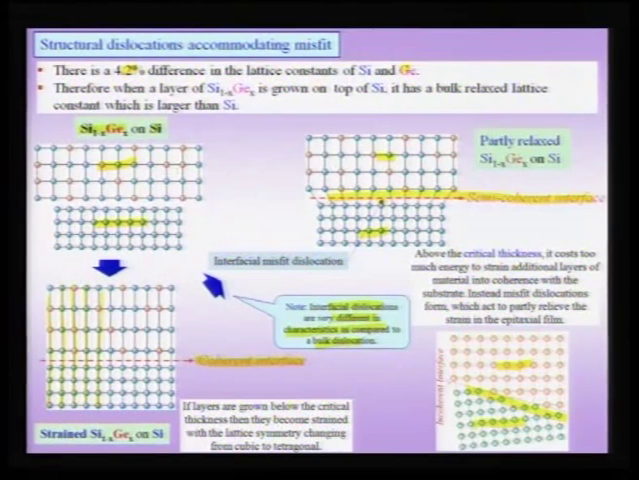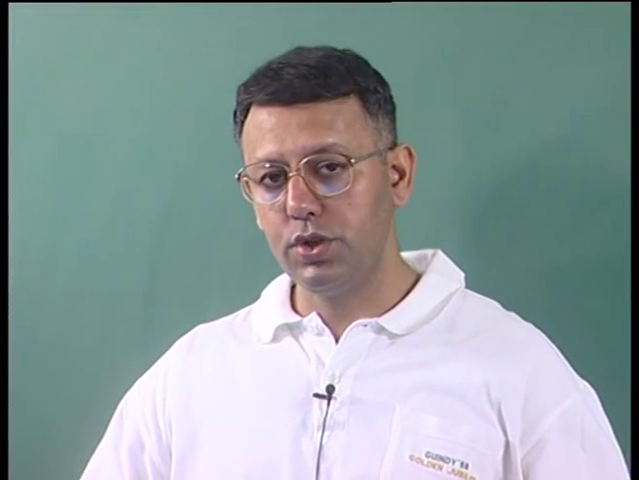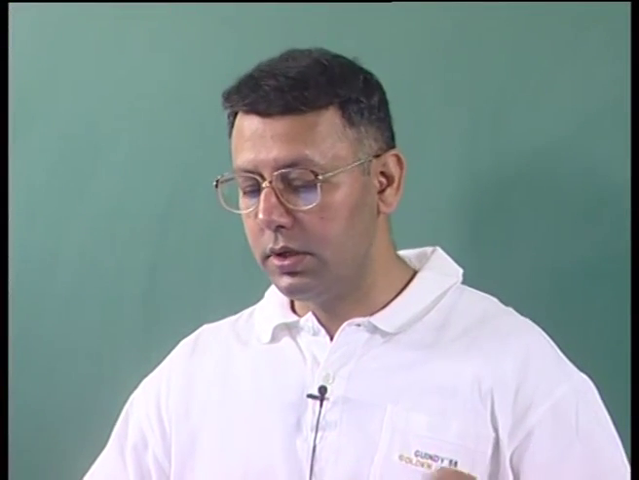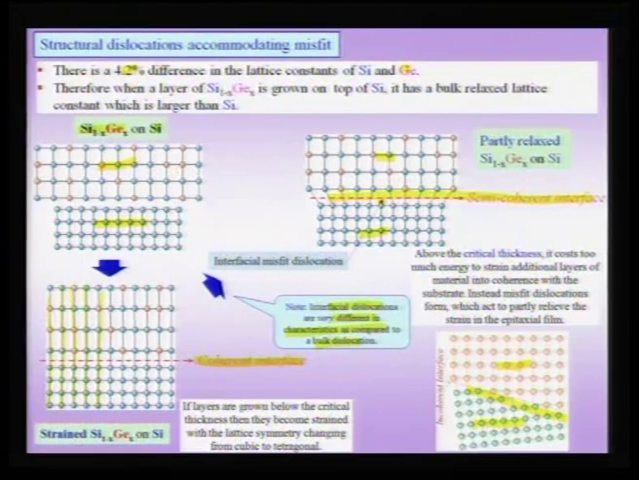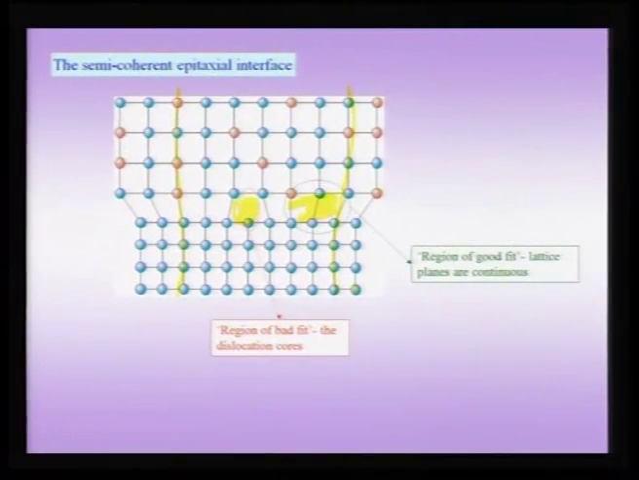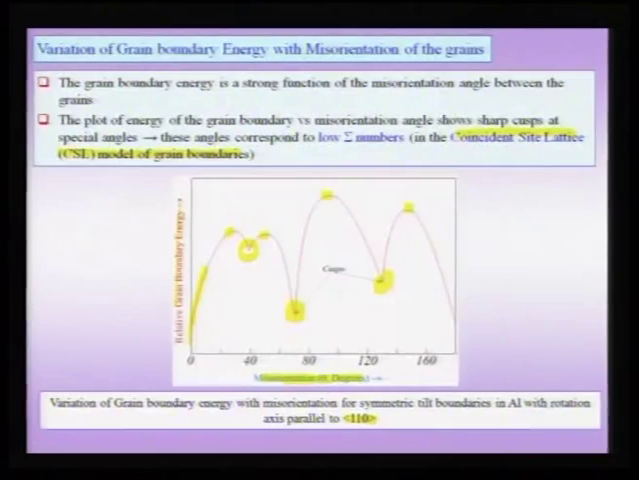Further, we had noted that there is another class of interface wherein you have to invoke the concept of a structural dislocation, which is the case of a heteroepitaxial interface. For instance, during epitaxial growth you have a coherent interface becoming semi-coherent with the formation of a misfit segment of a dislocation, which is, as we pointed out, a very different kind of dislocation as compared to the statistically stored dislocation. And the reason that this strategy works is that the crystal is now split into regions which have good fit and regions which have bad fit, which are around the cores of the dislocation.